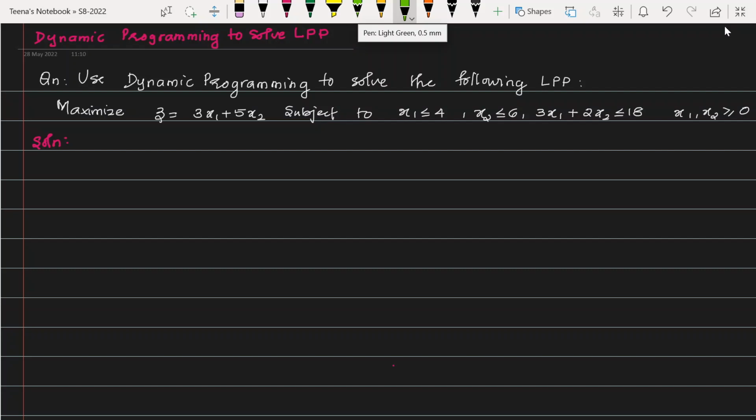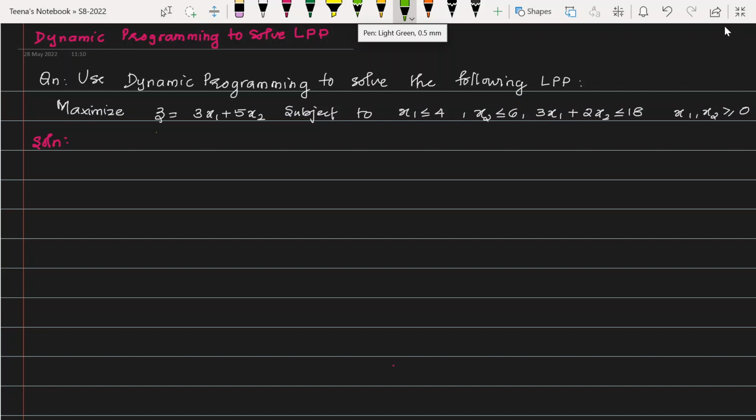Now, when we have to solve a problem using dynamic programming, since dynamic programming technique is a multi-stage decision process, we are going to split the given LPP into different stages, and that stages depend upon the number of decision variables here. So let us discuss this in detail.